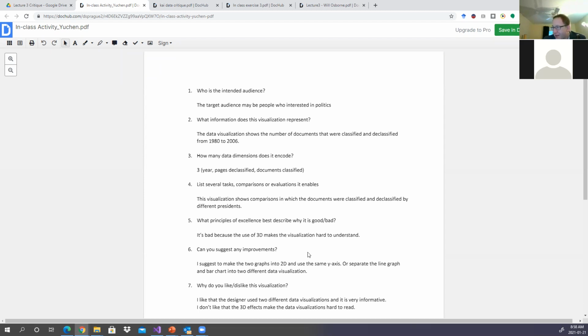So what principles of excellence? It's bad because they use 3D. Sure. Hard to understand. Sure. Actually it causes, because they're on two different axes, one's here, one's here, it's actually causing a distortion in how you read the data.